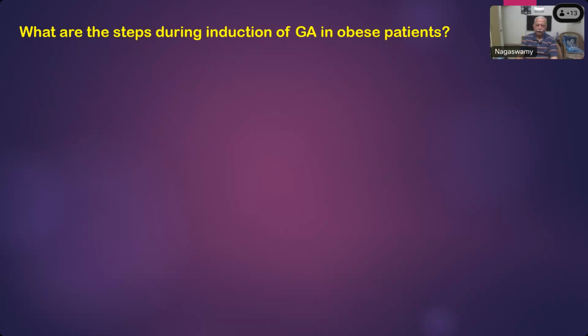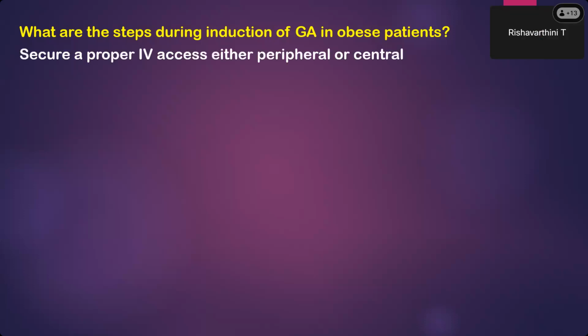IV access. Secure proper IV access, either peripheral or central. That is the first step. In some hospitals, a nurse in the ward will start the line and you don't think about it. But during our postgraduate days, only the anesthesia PGs had to start the IV access. We never allowed the nurses in the ward or anybody else to do that. They always used to call the anesthetist for help to get the IV access. So the first and foremost step is to get the IV access.